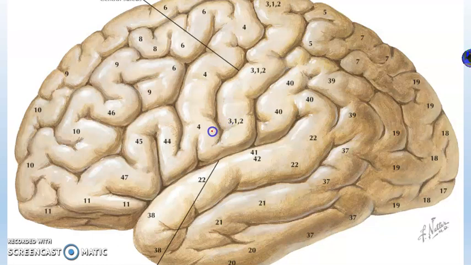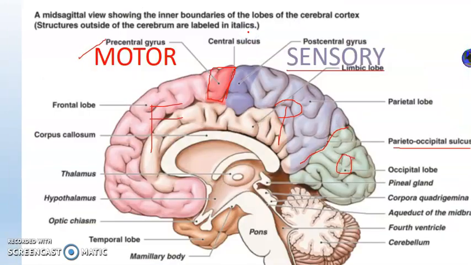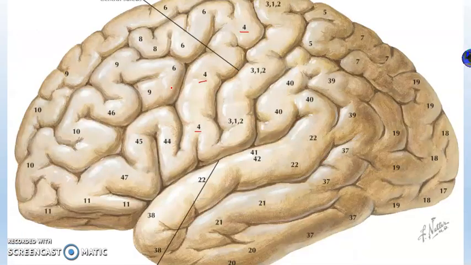So look at number 4. So we looked, here's number 4, 4, and 4. If I go back a slide, this is where number 4 would be. So if you look at the function for number 4, what do you think number 4 would be? Well, it's your motor cortex. So this is in charge of most of your skeletal muscle right there.